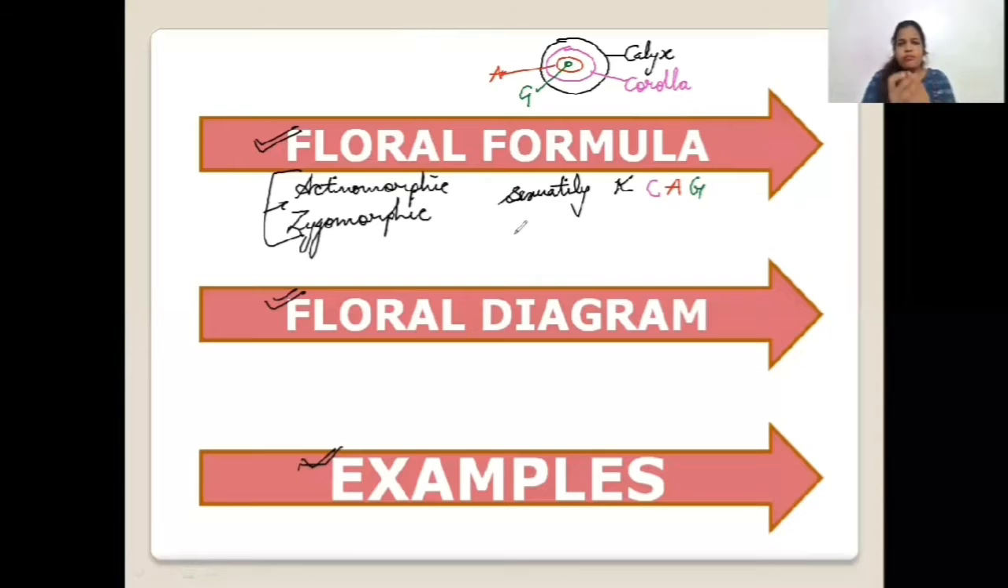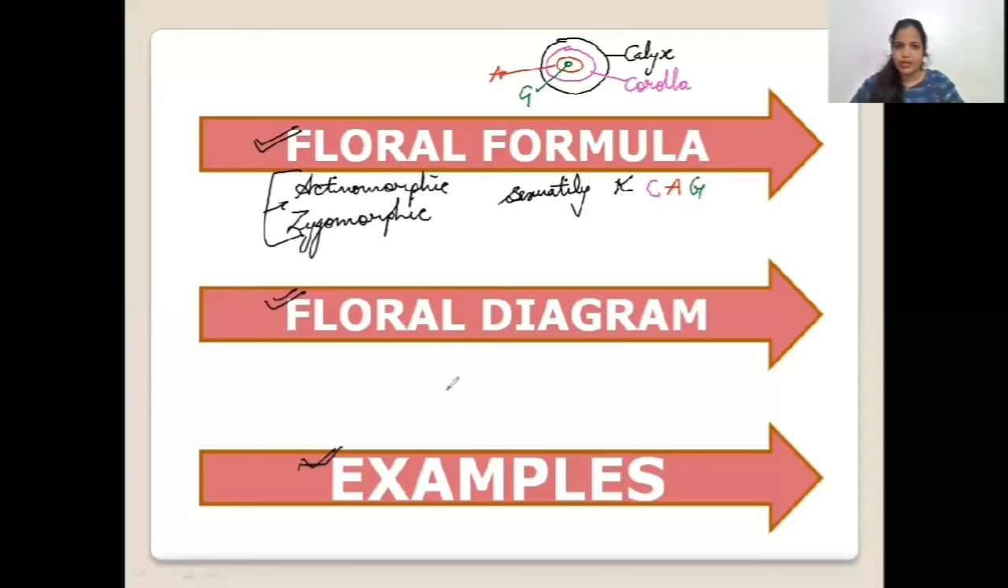How many sepals are present in the calyx or petals in the corolla, what is the type of the ovary, is it superior, is it inferior, all these points we will study in this floral formula in detail. Clear? Now, coming to the next point, that is floral diagram.